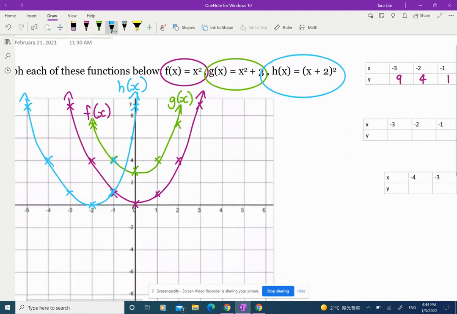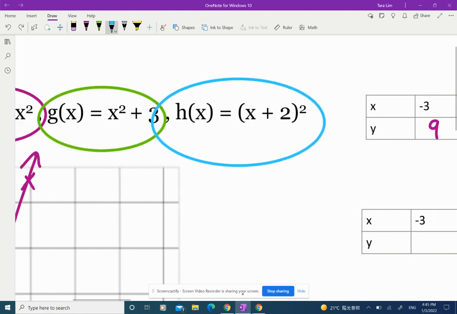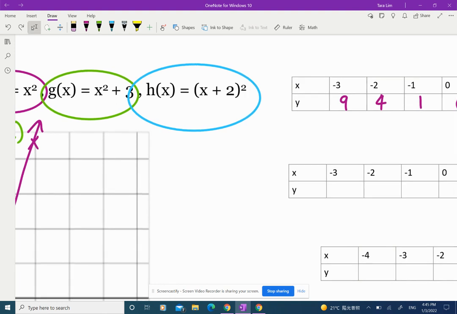So remember, when it is plus 2, it is always going to the left, and when it's minus 2, it's going to the right. So when it's plus something, it's going to the left. When it's minus something, it's going to the right. We're always in brackets. So if there are brackets, then it's going either right or left. When there are no brackets, then it's going up or down. So when no brackets, up and down. When there are brackets, then either right or left. Remember that. Brackets, left, right. No brackets, up or down.